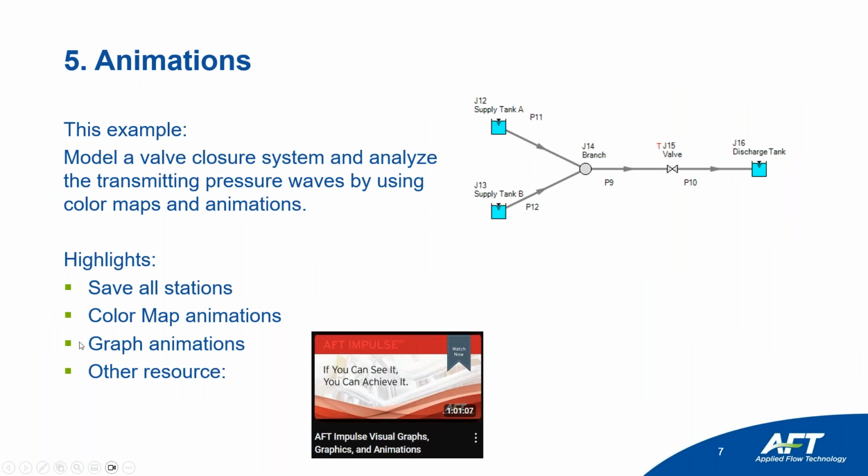So briefly touching on the highlights again, remember to save all stations when you are looking to animate your model. We have two options for animations, one using color maps on the workspace layers feature, and the other using graph animations on our graph results feature. And again, we do have a webinar specifically on visualization in AFT Impulse, and this will go over some of the things I touched on right now and other things in further detail.